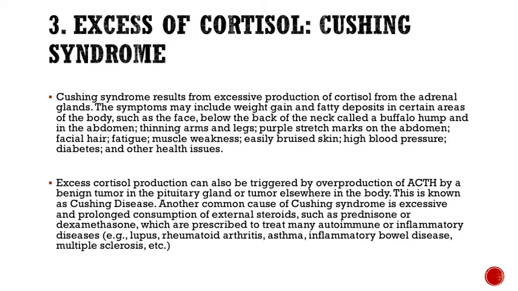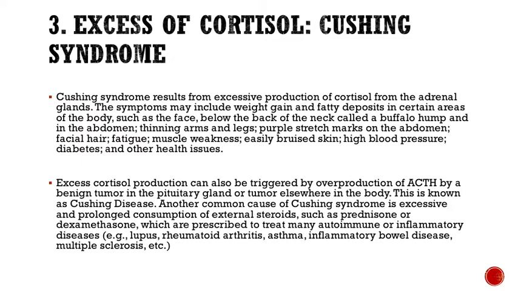Excess of cortisol, that is Cushing syndrome. Cushing syndrome results from excessive production of cortisol from the adrenal glands. The symptoms may include weight gain, fatty deposits in certain areas of the body, such as the face, below the back of the neck called a buffalo hump, and in the abdomen. Thinning arms and legs, purple stretch marks on the abdomen, facial hair, fatigue, muscle weakness, easily bruised skin, high blood pressure, diabetes, and other health issues.